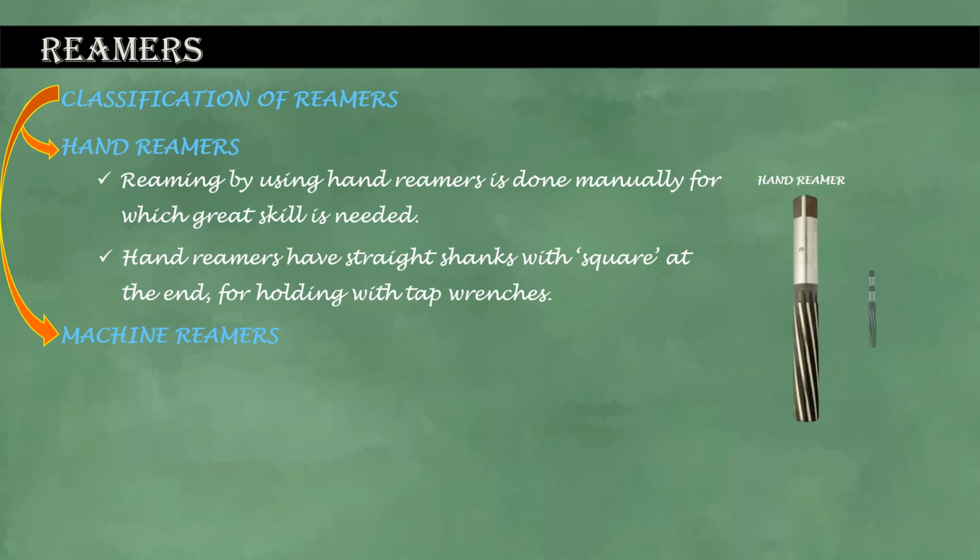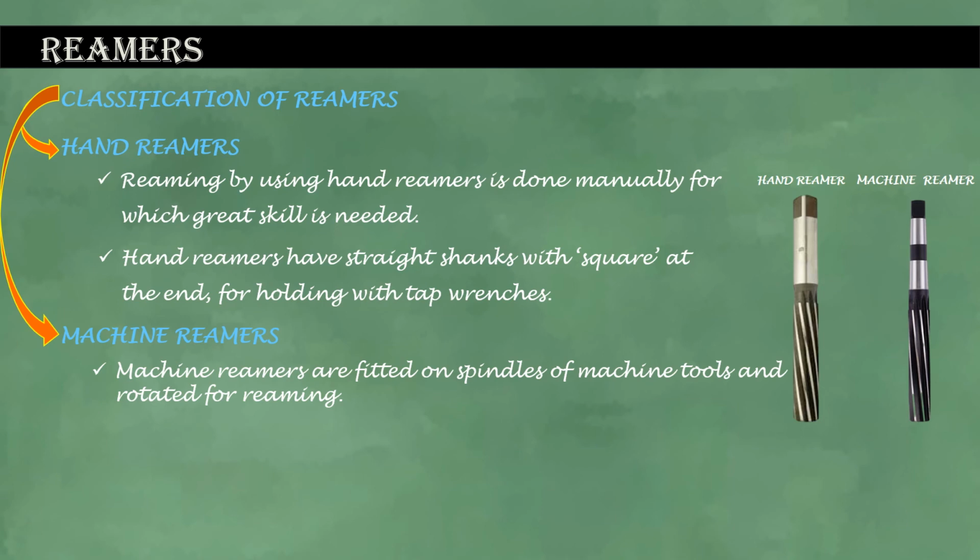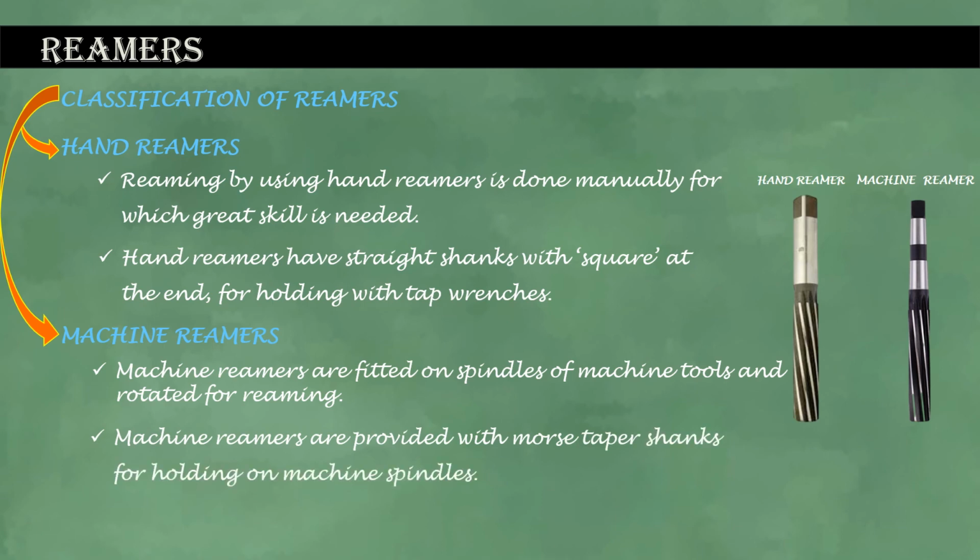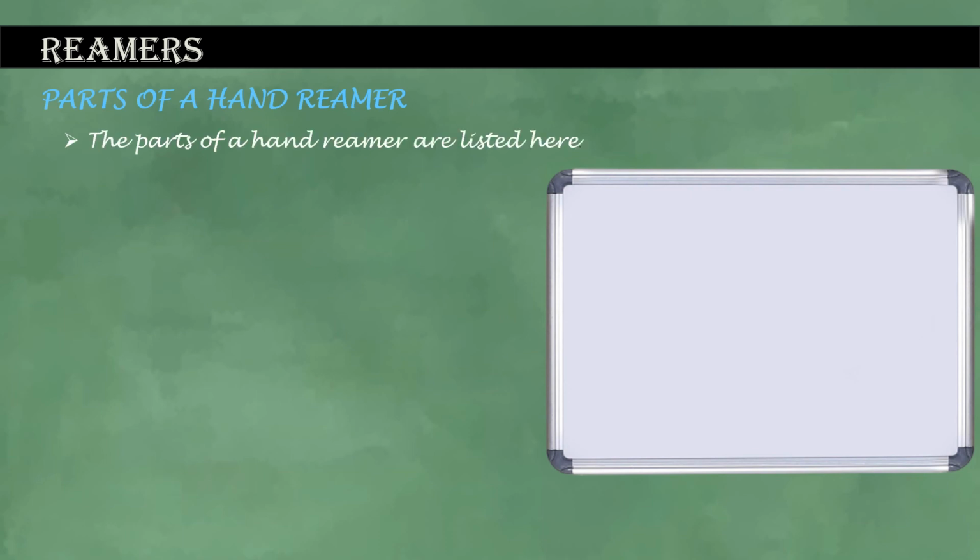Machine reamers. Machine reamers are fitted on spindles of machine tools and rotated for reaming. Machine reamers are provided with Morse taper shanks for holding on machine spindles. Parts of a hand reamer. The parts of a hand reamer are listed here.